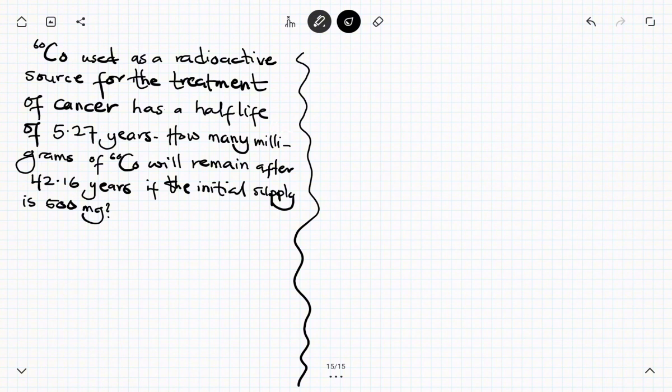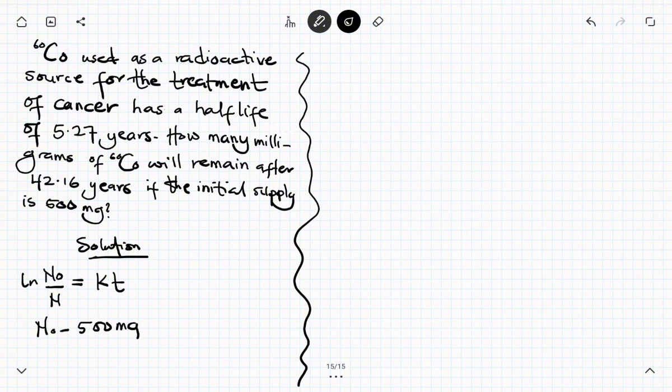Now, let's see, this is the solution. This is the formula you need to have off head. ln N naught over N equals KT. And so the question is, what is N naught? N naught is the initial amount that was supplied. So from the question, we see that N naught, that is the initial amount, is 500 milligrams. So N naught is equal to 500 milligrams.